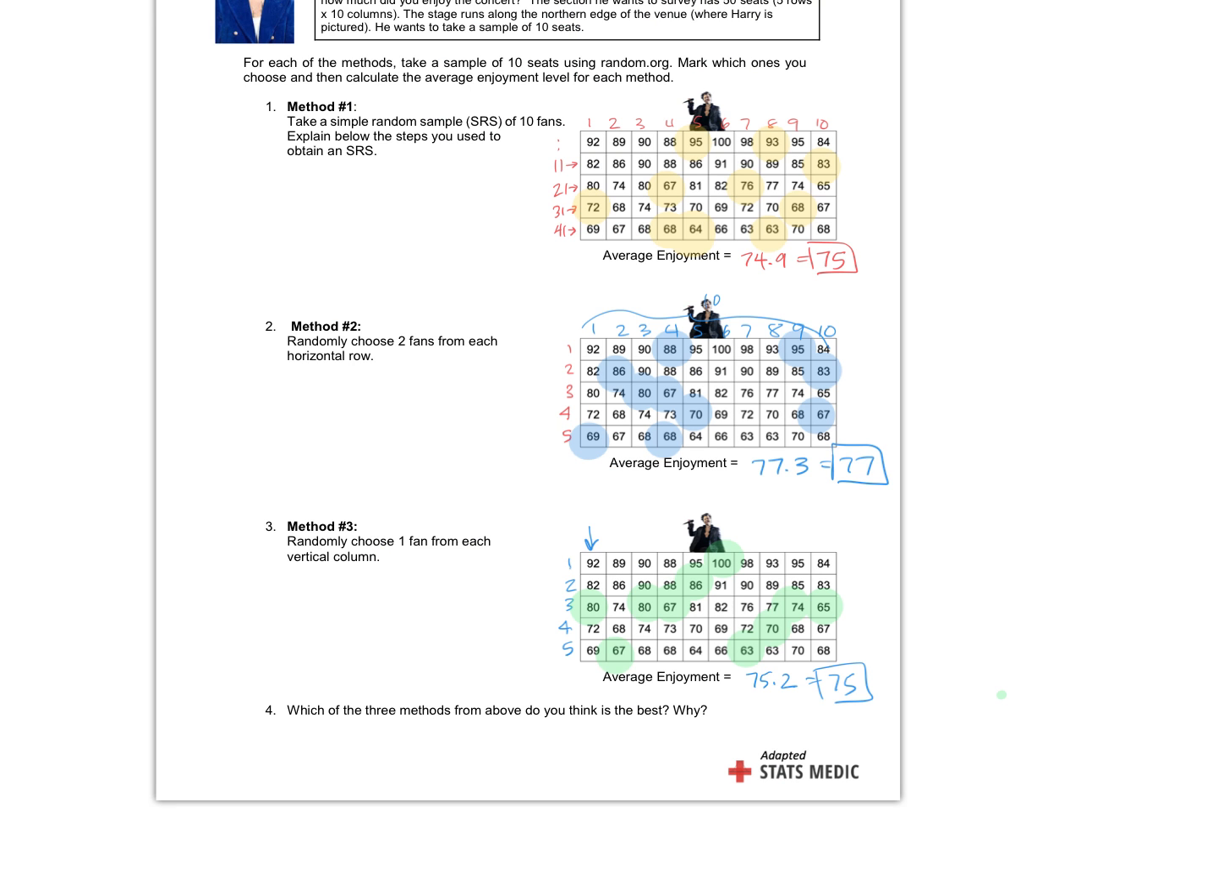Now, what we've done is they're all random samples, right? The first one we did was just a simple random sample. There's no strategy to it other than randomization. Method 2, we stratified. Method 3, we stratified, but we stratified differently. Method 2, we stratified by what? Yeah, we stratified by rows.